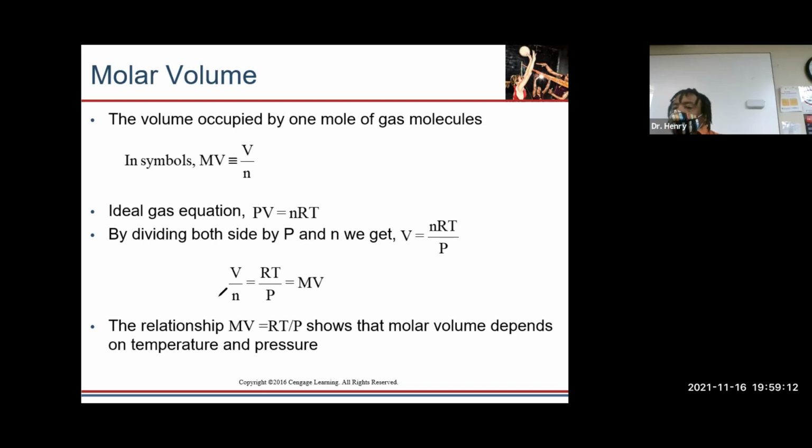Now, the beauty is that at standard temperature and pressure, the molar volume is always going to be exactly the same. The reason why is because the molar volume is only dependent on temperature and pressure. So at STP, can you guys calculate the molar volume?